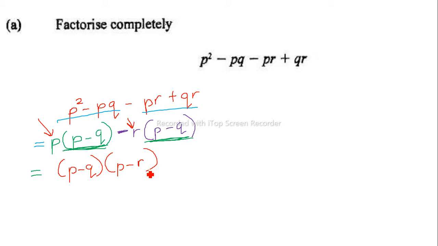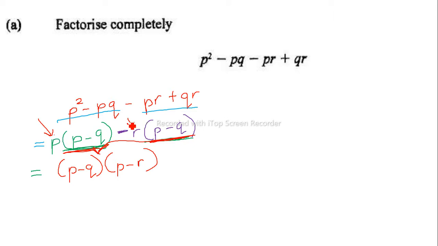Mr. D, we don't mind you explaining that last one real quick, please. You mean how I pull out the p minus q? Yeah. Okay, they are common terms. So this is common in both. Since they're common in both, we can pull out that common factor. And once we pull out the common factor, we're just left with p minus q, which is that. Then we just have what's left.